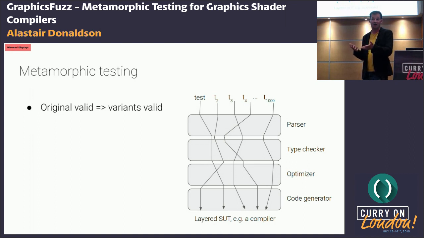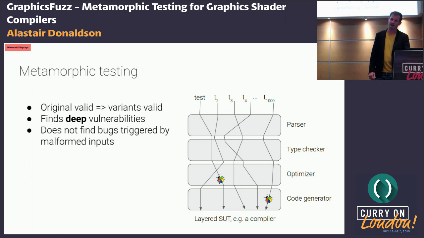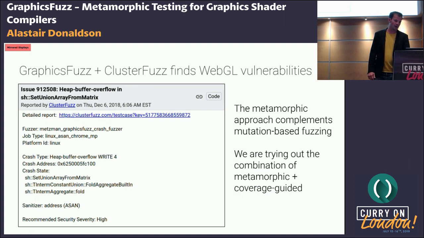What we don't find are interesting vulnerabilities due to malformed inputs, so the techniques are complementary. So it might be interesting to look at doing non-semantics preserving but validity preserving fuzzing here as well. So yeah, we find deep vulnerabilities, but we don't find bugs triggered by malformed inputs. And here's an example of a GraphicsFuzz ClusterFuzz WebGL vulnerability. So you can see here a heap buffer overflow has been triggered, and there's a stack trace for you here.